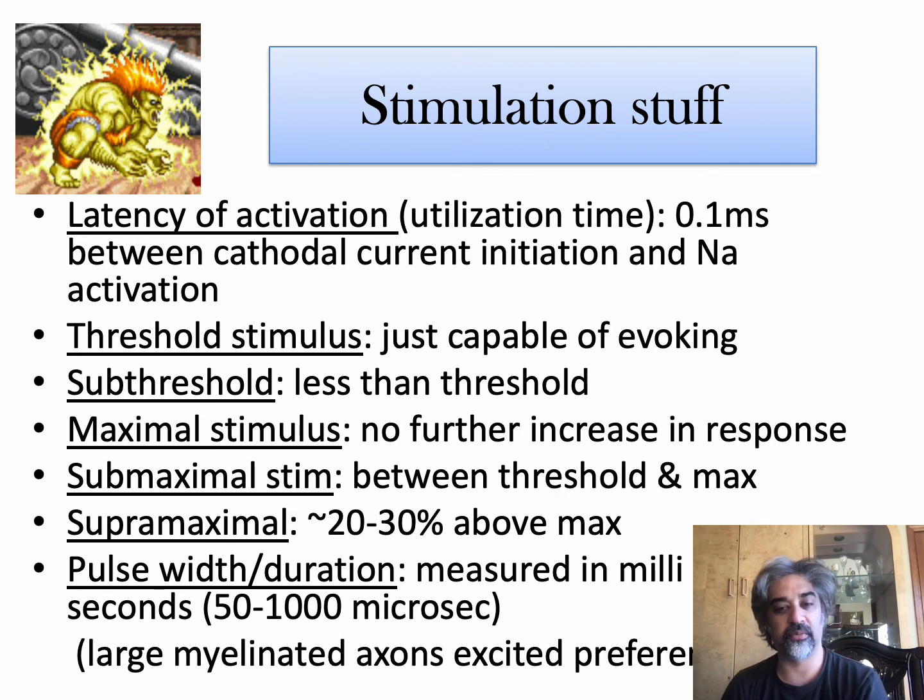Threshold stimulus is when it's just enough current capable of evoking a little potential. Subthreshold would be anything less than that. Maximal stimulus is when after you're increasing the current, it doesn't increase anymore. The waveform doesn't increase in size anymore. Submaximal would be between threshold and maximal. Supramaximal is when you add another 20% of current to the maximal current. Pulse width or duration is how long the square wave is delivering the electricity.